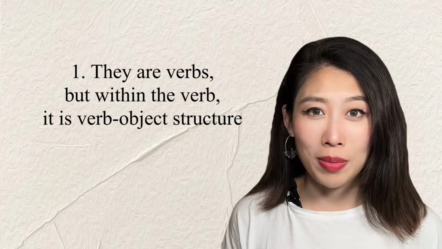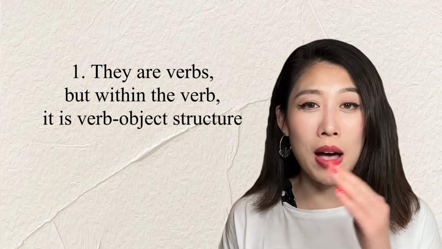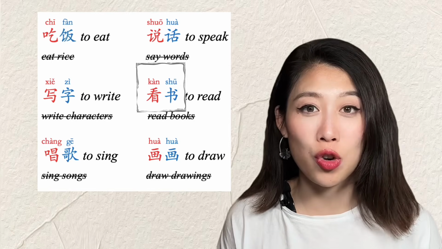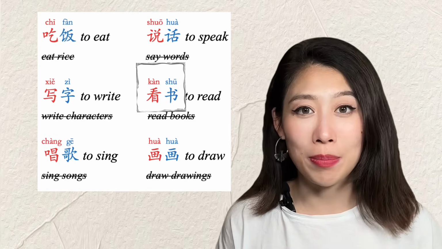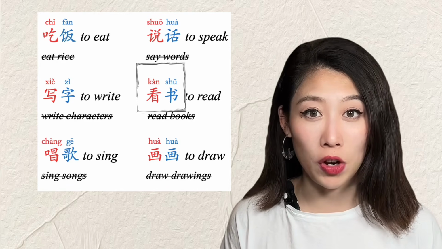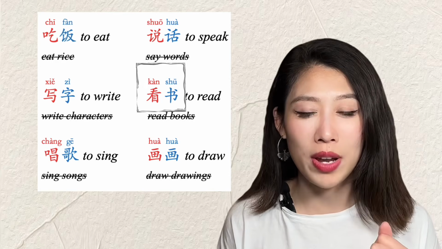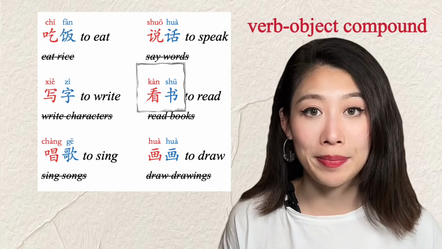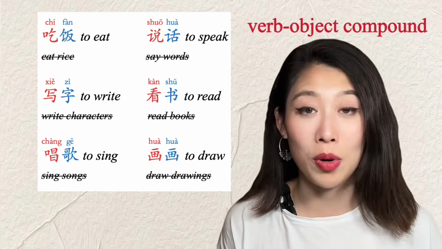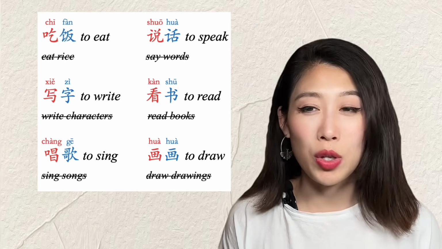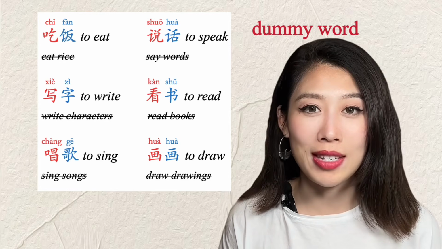But within the verb, the structure is verb-object. For example, 看书, 看 is to look at. That is the actual verb. 书 means books. That's a noun-object. So 看书, to read, that's a verb. But within this one vocabulary, it is verb-object. So we call it verb-object compound, or 离合词, or separable words. So the second character of each vocabulary, we do not translate it. So it's called dummy words.